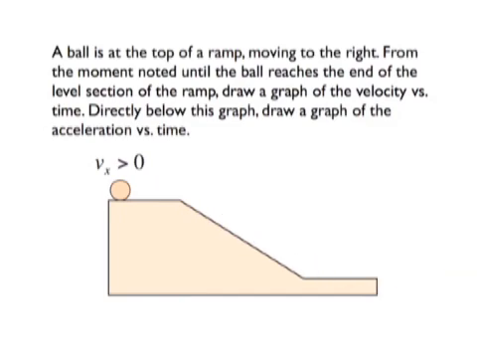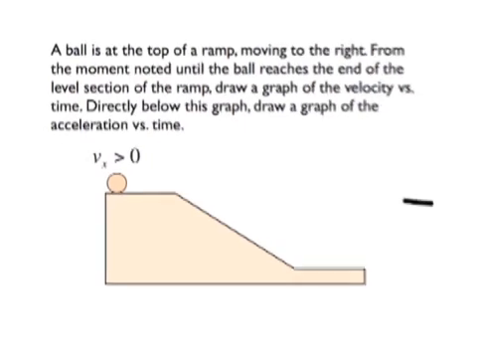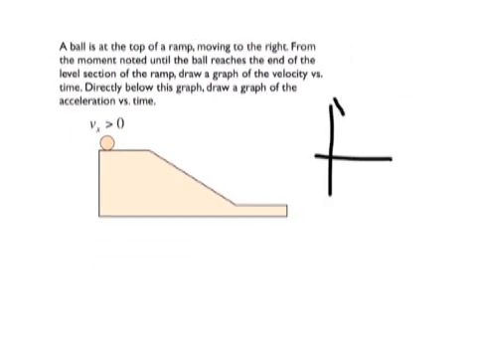I want you to draw two graphs. I want you to draw a graph of the velocity versus time, and directly below it, draw a graph of acceleration versus time. Here's a hint for you.